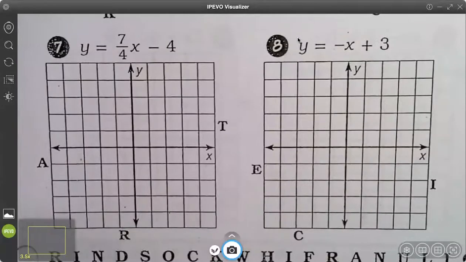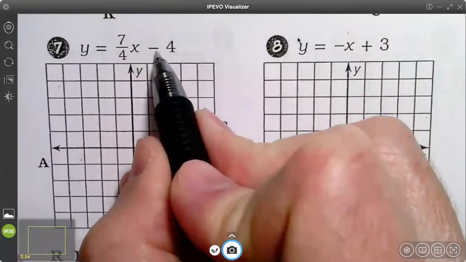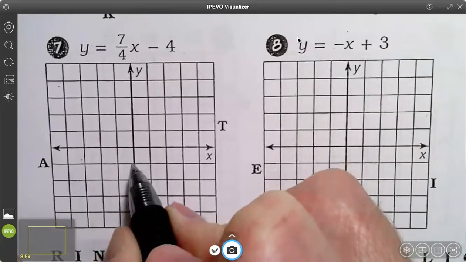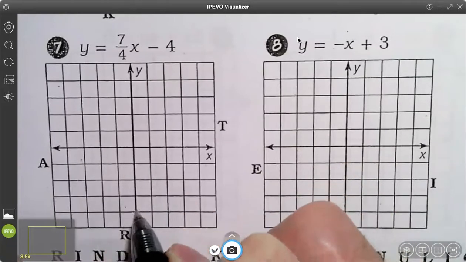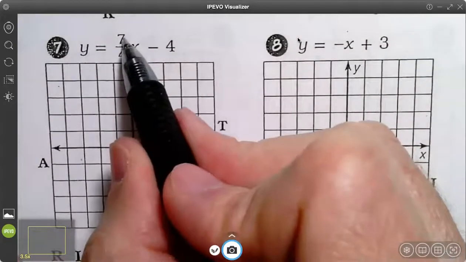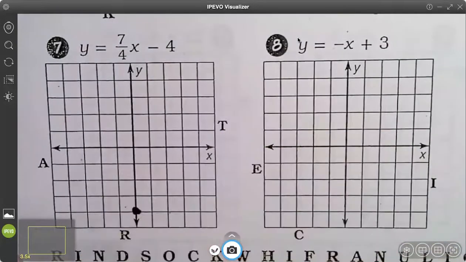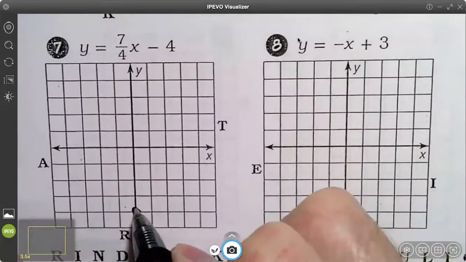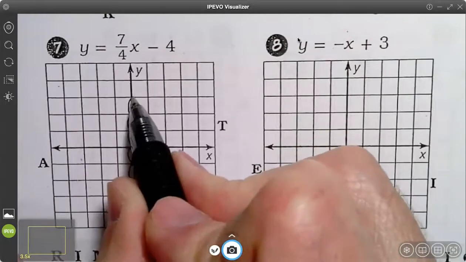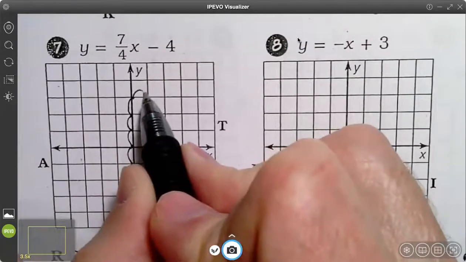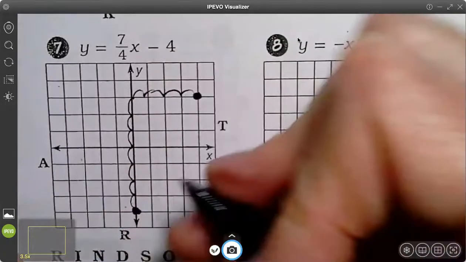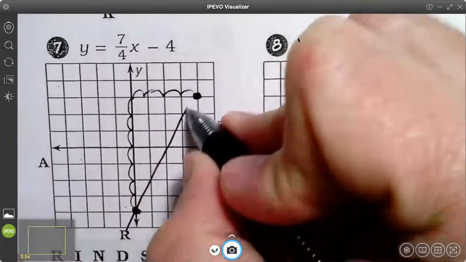I will do 3 more examples. On number 7, my y-intercept is negative 4. Here's my origin, so I count down 1, 2, 3, 4 to the negative. And from there, I'm going to rise 7, run 4, because my slope is 7/4. So I rise 1, 2, 3, 4, 5, 6, 7, run 1, 2, 3, 4. And those are the only 2 dots that are going to fit on this graph.